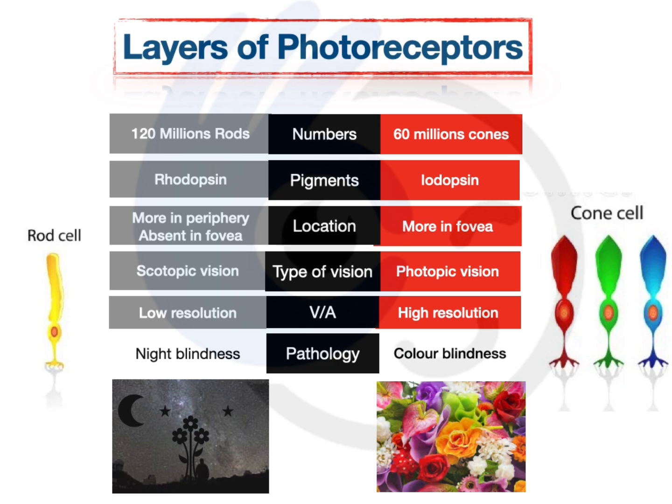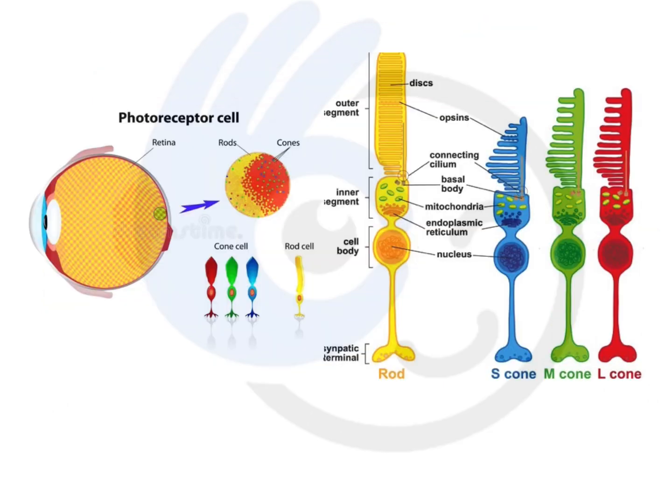Coming to the layer of photoreceptors, we have two types of photoreceptors. One is the rod cell, which is more in the periphery and constitutes around 120 million. It helps in seeing in the dark. Cones constitute around 60 million. They are more concentrated in the fovea, and they help in daylight and color vision. Again, we have three types of cones, that is S cone, M cone and L cone. Each of them absorbs a different wavelength of light.